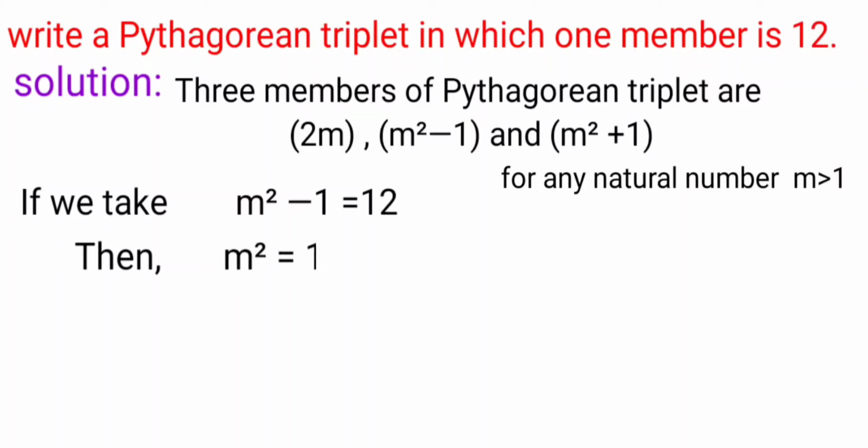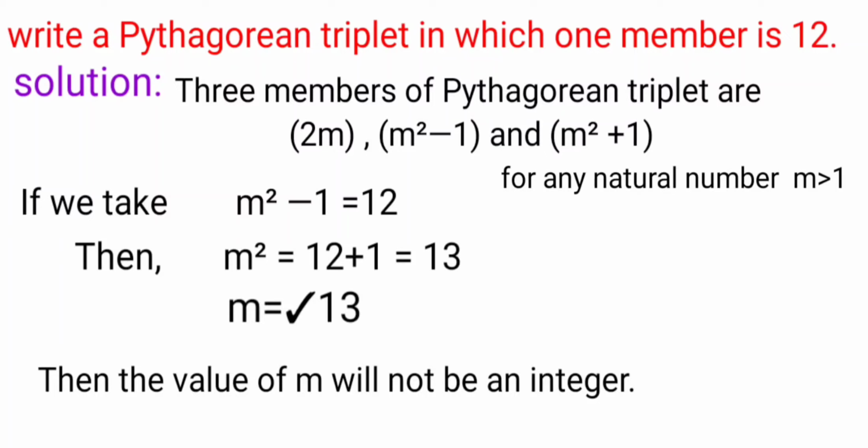So we have taken m² − 1 equal to 12. Then m² equals 12 plus 1. When we transpose 1 to the right hand side, we get 13. So m equals square root of 13. The value of m will not be an integer.